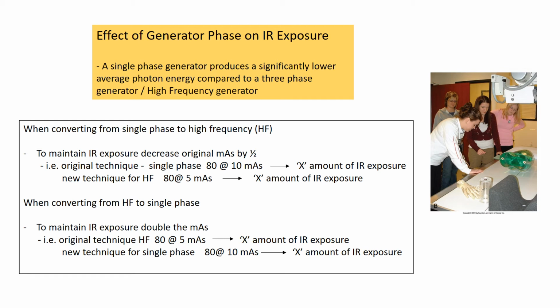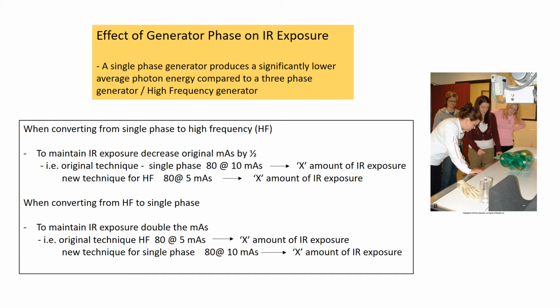So when converting from single phase to high frequency, so what did we say? Single phase is weaker, high frequency is stronger. So to maintain IR exposure, you decrease the original mass by half. So if you had an original technique of 80 at 10 mass on a single phase piece of equipment, you got X amount of IR exposure. And then you're going to a high frequency piece of equipment, you could cut that mass in half, so go to 80 at 5 to get that same amount of IR exposure.